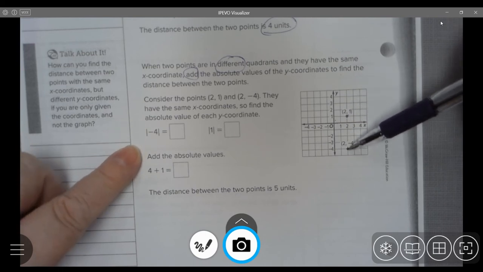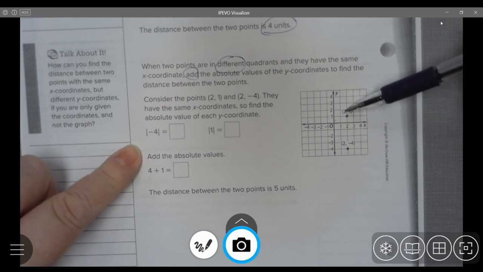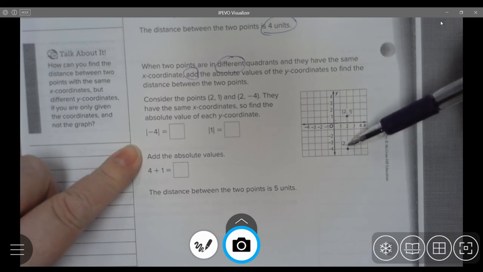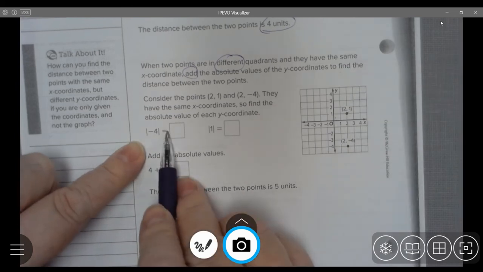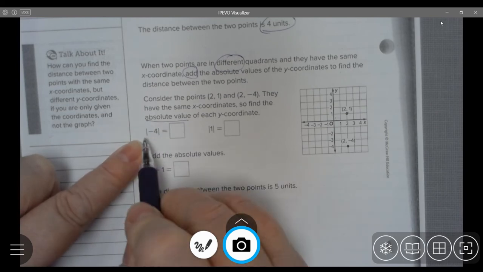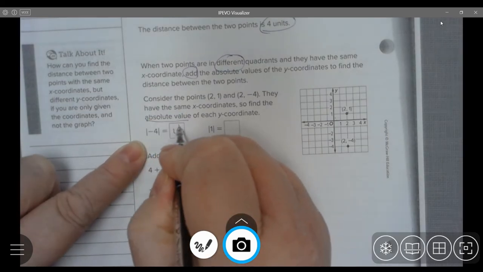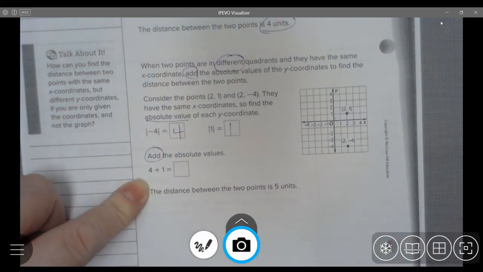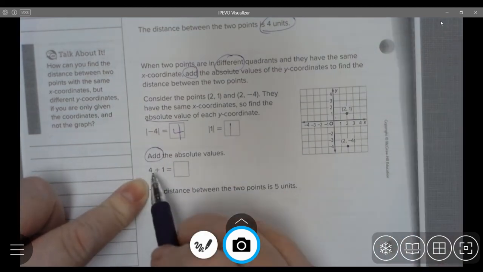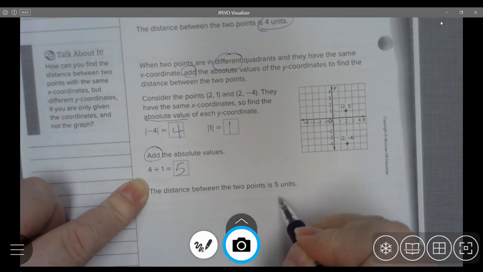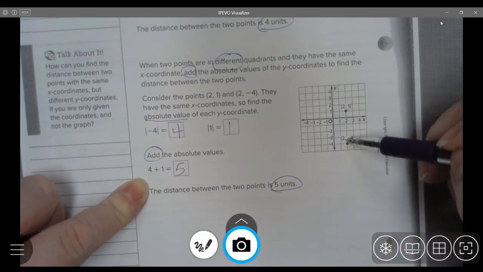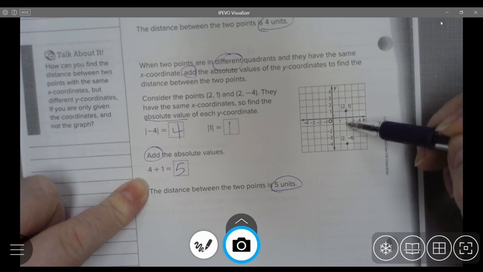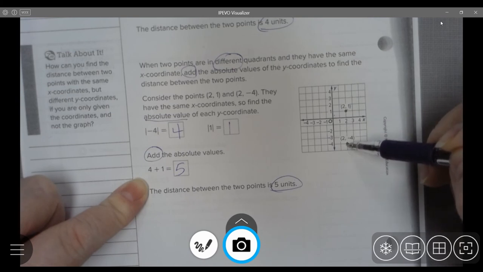So 2, -4. You can see that the first numbers are the same. So we're looking at the y coordinate, the vertical distance between 1 and -4. So we look at the absolute value. The absolute value of -4 is 4. Absolute value of 1 is 1. And remember, we have to add them this time when they're in different quadrants. So 4 plus 1 is 5. The distance between these 2 points is 5 units. So we would have 1 unit, 2 units, 3 units, 4 units, 5 units.